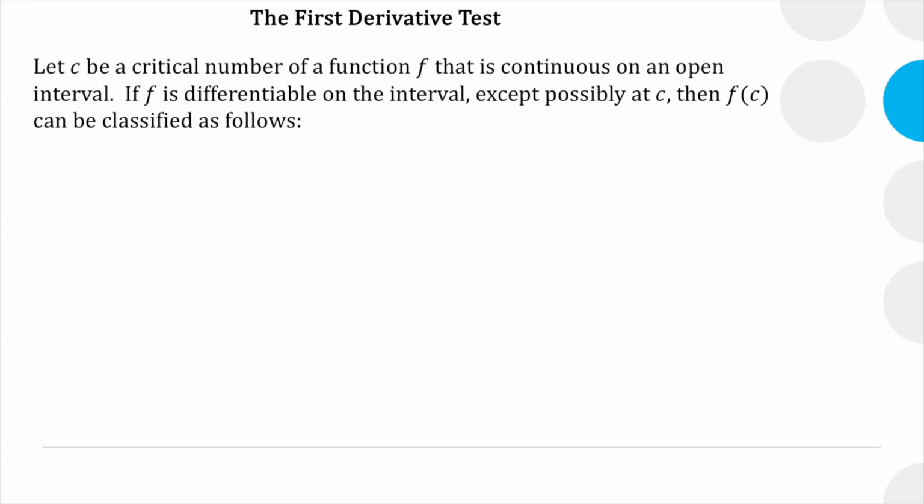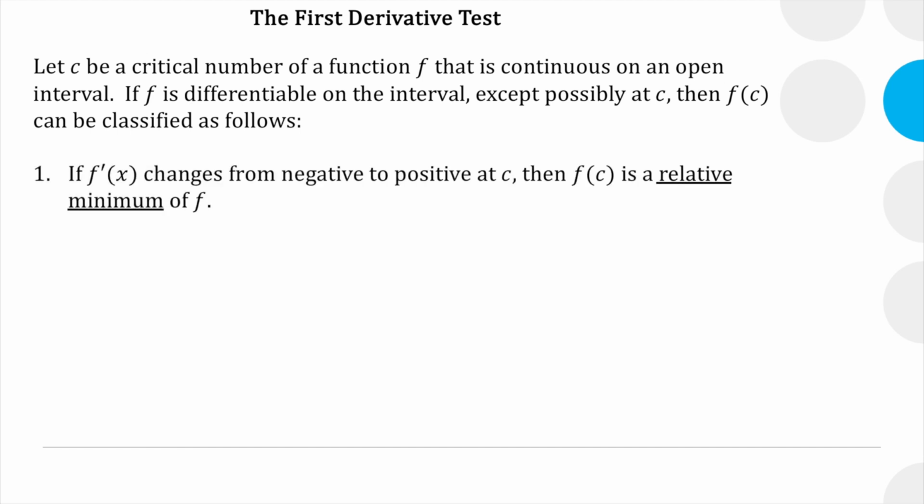This is actually called the first derivative test, which says let c be a critical number of a function f that's continuous on an open interval. If f is differentiable on the interval, except perhaps at c, then f of c can be classified as follows. If f prime changes from negative to positive at c, then f of c is a minimum. Okay, negative to positive creates a minimum.